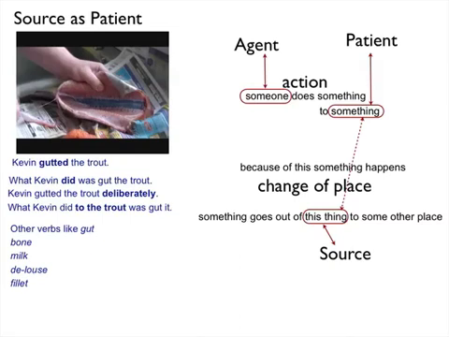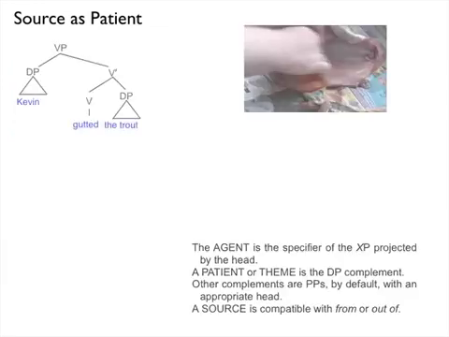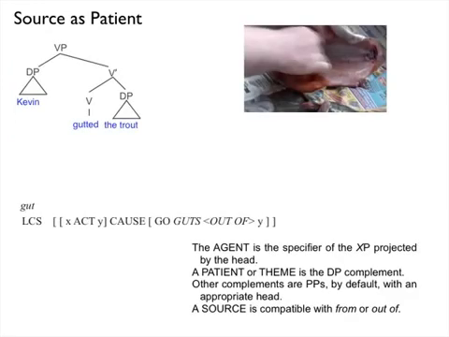Agent and patient have no marking on them, no prepositions or postpositions or anything. And all the other things where there's more the goals and the sources and the instruments and all of that will have prepositions to mark them and indicate what they are. So we've got a scenario like this. And here the reason that the source can be construed as the patient is that the guts part of it is incorporated into the verb and into the semantics, right? You don't mention that. In fact, you can't, can you?